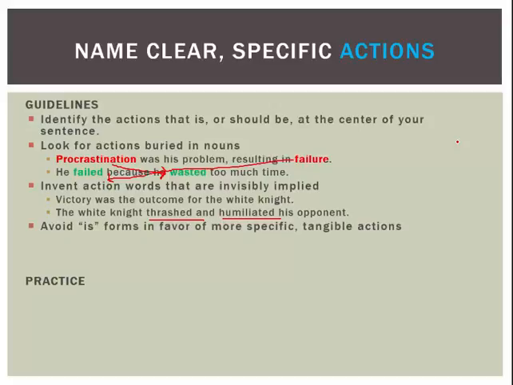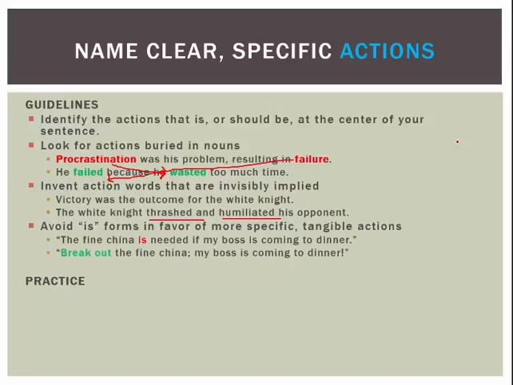Anytime we have is or was, we can probably do better, and we can hunt for better actions in that sentence and put them in the verb slot, such as in this example.